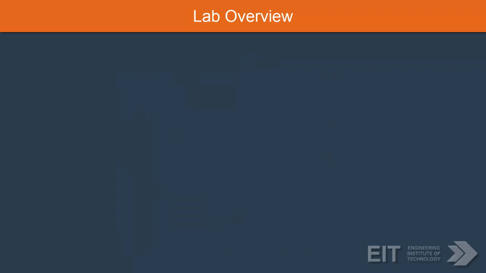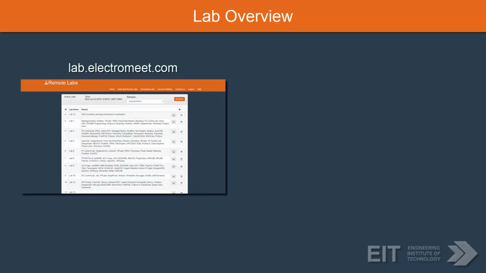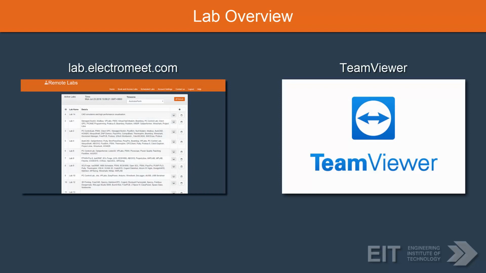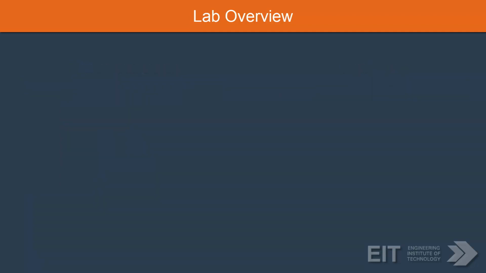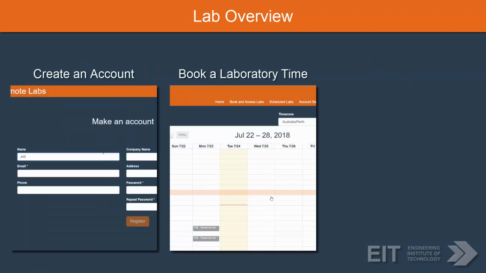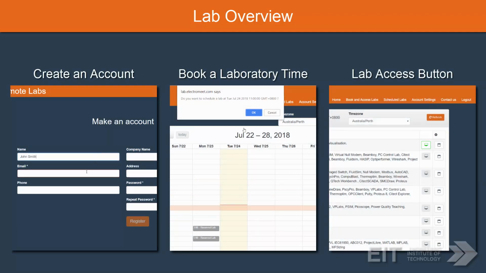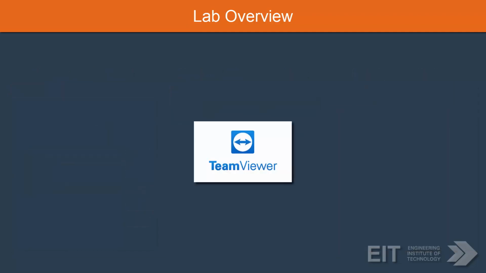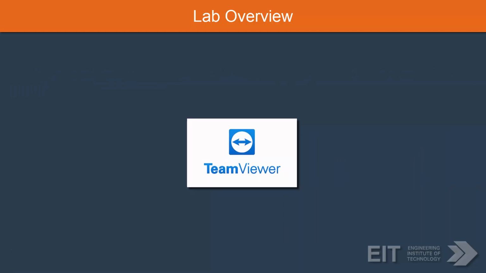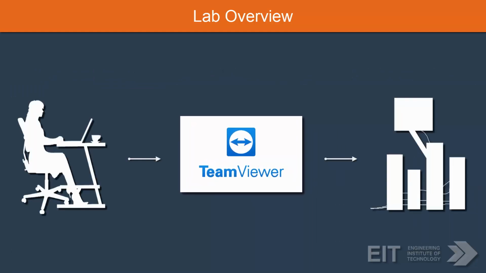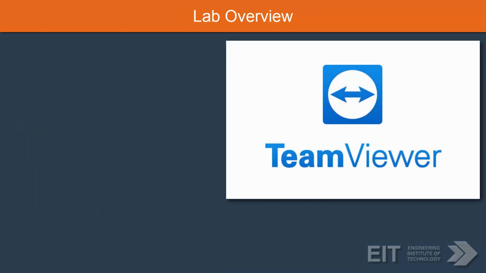There are two primary components that need to be utilised for a successful connection. These components consist of both the main scheduling platform and TeamViewer. The main website, lab.electromeet.com, exhibits the main point of access to the laboratory. Students are able to create an account, book a laboratory time, and be provided with the link to access the specific lab. The TeamViewer component is the downloadable software that allows for high-speed and portable access to the specific lab itself. TeamViewer is a highly reputable software with speed and security at the highest priority when connecting to the labs.